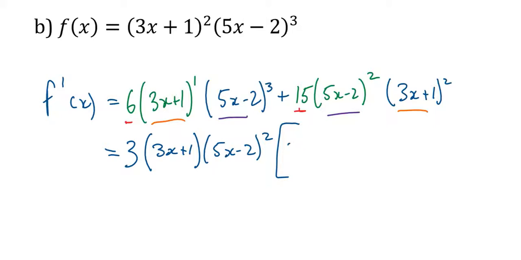6 divided by 3 is 2. 3x plus 1, I took that all out, but I had 3 of this, and I only took out 2, so I've got 1 of it left. 15 divided by 3 is 5. And again, I had 2 of these. I took them both out, but I had 2 of the 3x plus 1, and I only took 1 out, so I've got 1 of those left.